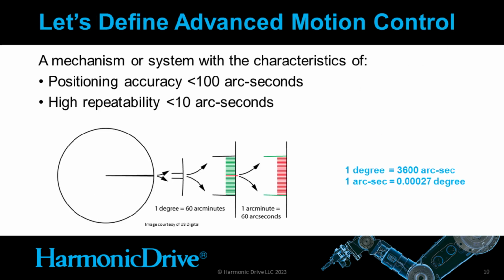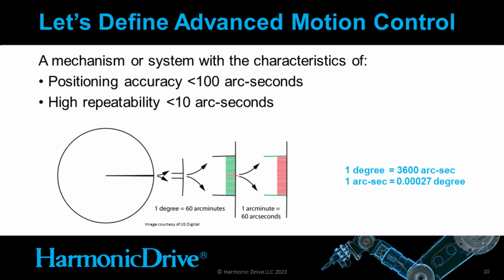So now let's define advanced motion control for the context of this presentation. In advanced motion control, you require a mechanism or system with the characteristics of positioning accuracy less than 100 arc seconds, high repeatability less than 10 arc seconds, and below I just have a graphic here that shows the true scale of arc seconds. So starting from the left, we have a circle, and we have 2 lines that signify 1 degree. Then moving to the right, we have zoomed in and divided that 1 degree into 60 equal increments.